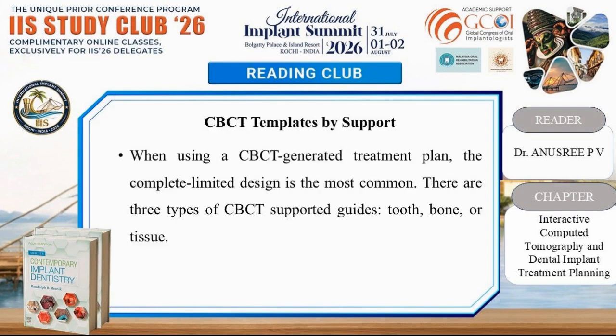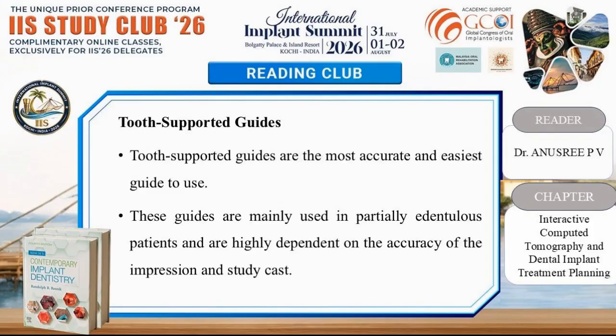Next is the CBCT template by support. When using a CBCT generated treatment plan, the complete limited design is the most common. There are three types of CBCT supported guides, that is tooth supported, bone supported, or tissue supported. First one is a tooth supported guide. The tooth supported guide is the most accurate and easiest guide to use.